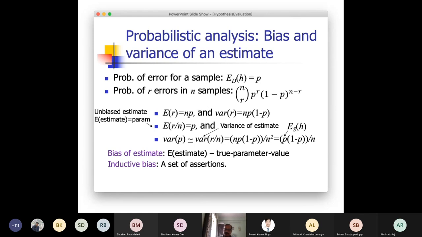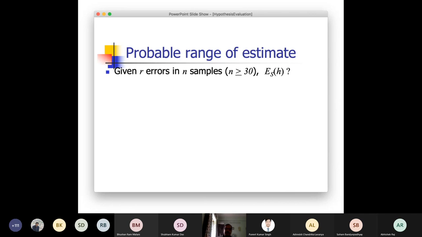You should also note the difference. The term bias could be used in various contexts. Earlier, I used the term bias for inductive bias. That is something different. It is a set of assertions on which you have assumed your logical arguments are placed. Whereas the bias of an estimate, in this case, is a numerical quantity, as you can see. So what is the probable range of the estimate?